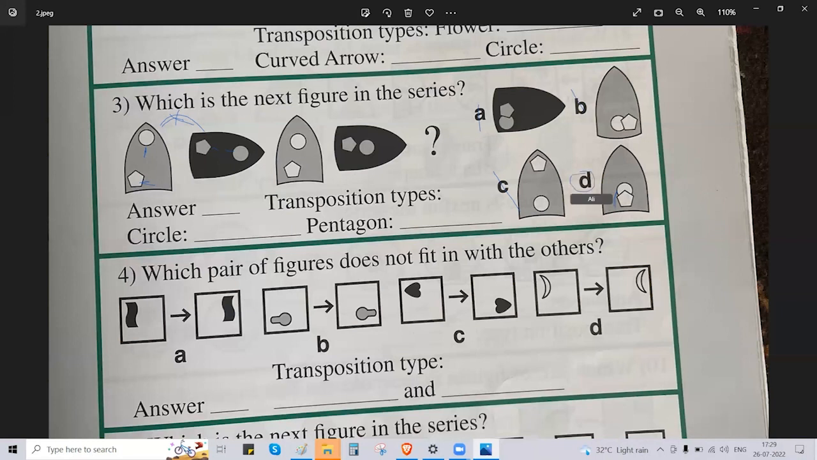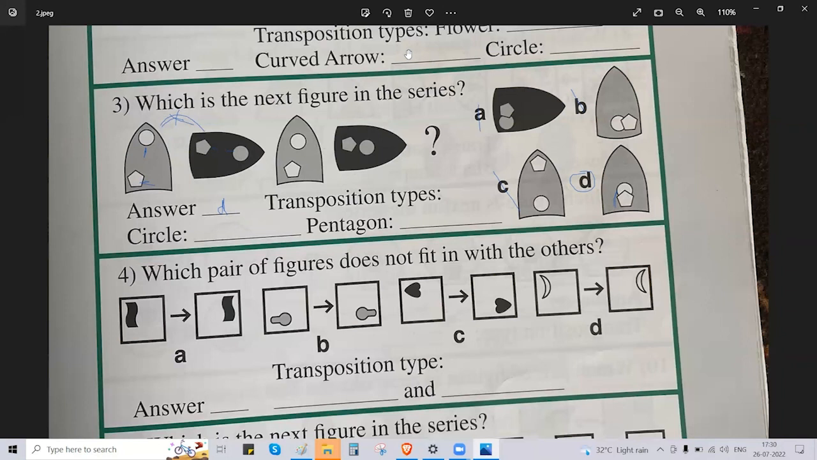Yes, it's D. And Alicia, just a tip: whenever you're working out the changes in a shape, try to do it one by one. For example, here, try to work out what change is happening for the circle, or how the circle is being transposed. Okay. So let's be clear with one part of the question, then focus on the next part of the question. So now we need to find the transposition types.